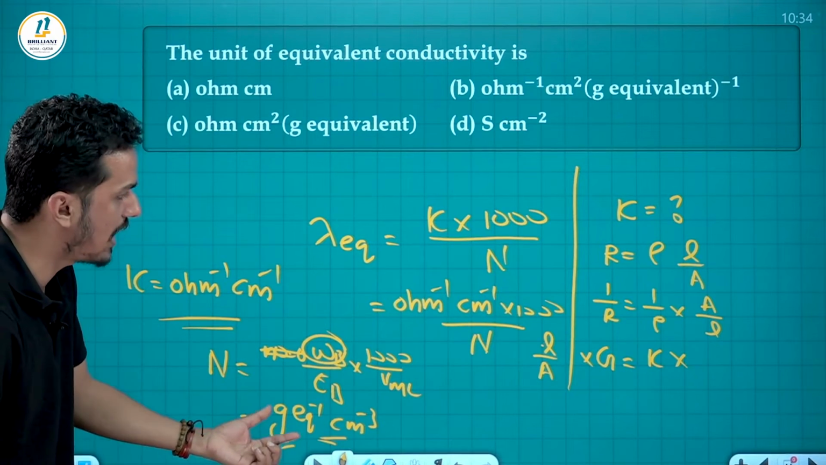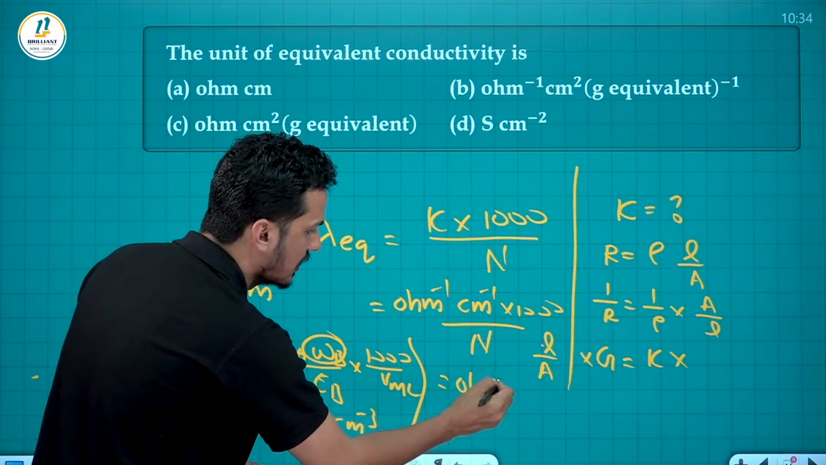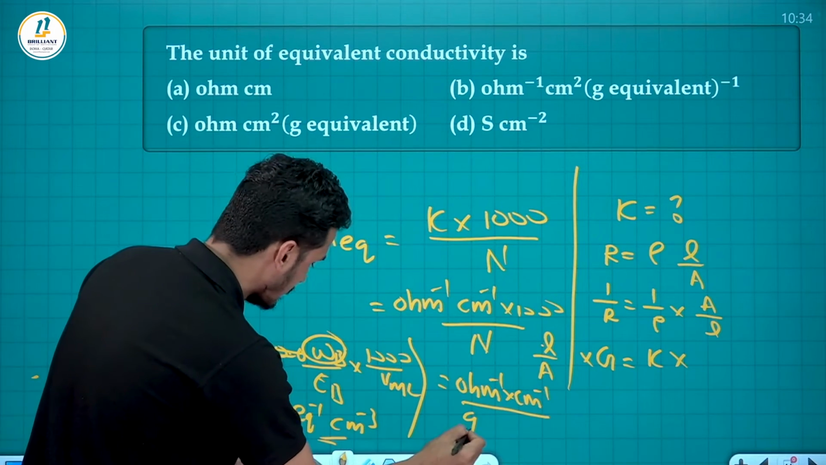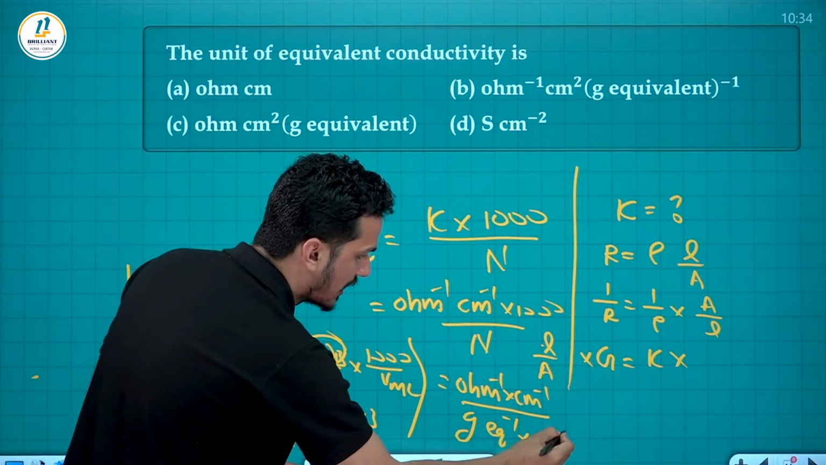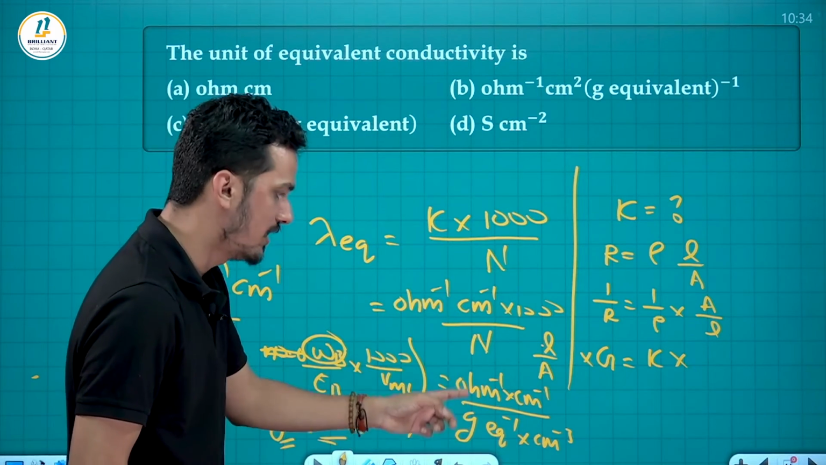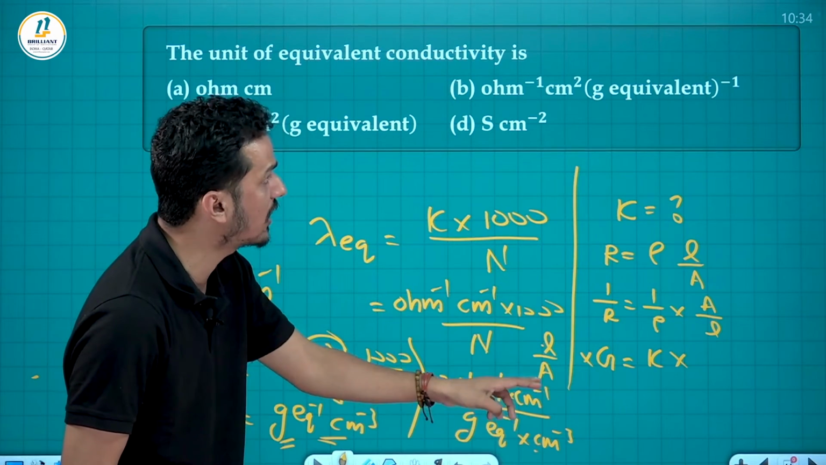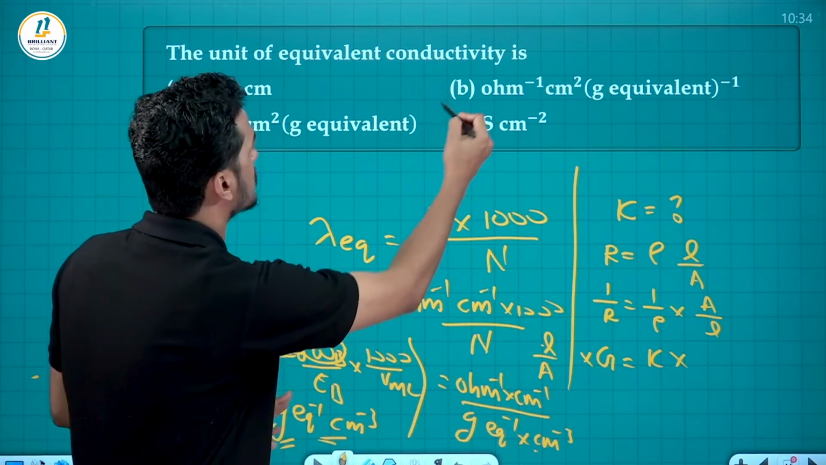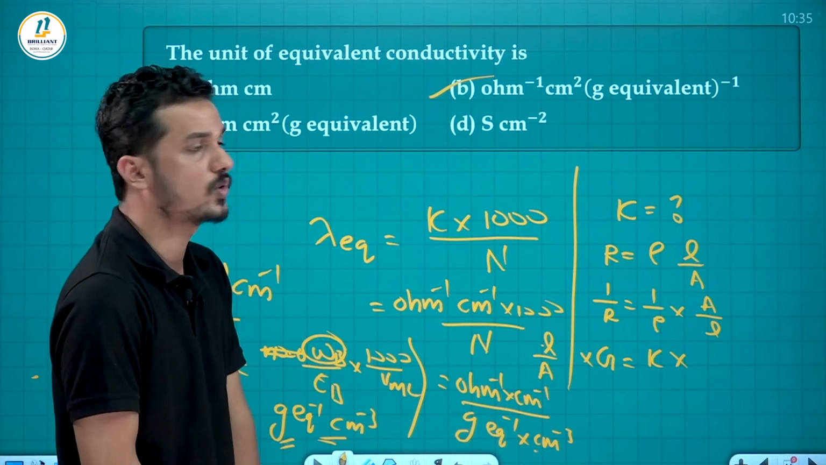We can substitute these values here. It becomes ohm inverse centimeter inverse, over gram equivalent inverse into centimeter raised to minus 3. Once we take this to the top, ohm inverse is there, it becomes centimeter square, and gram equivalent inverse will remain. So option B is the correct answer: ohm inverse centimeter square gram equivalent inverse.